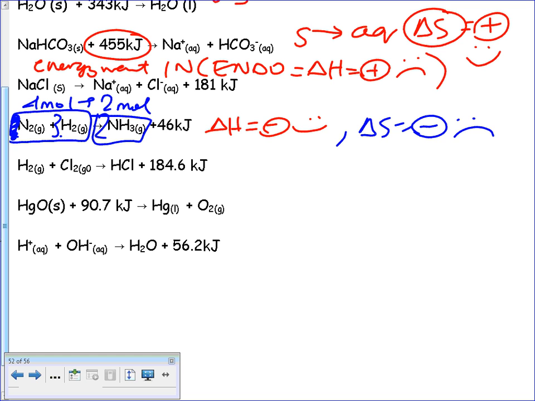So which of these 2 things are driving the reaction? Enthalpy or entropy? Enthalpy, because that's the favored version. This is the not favored version.